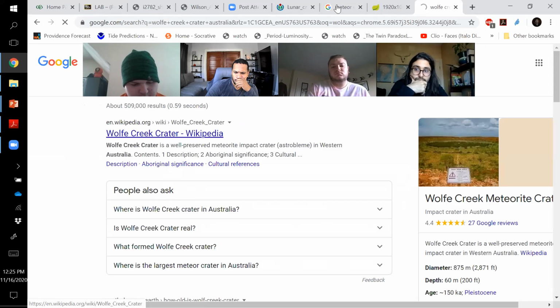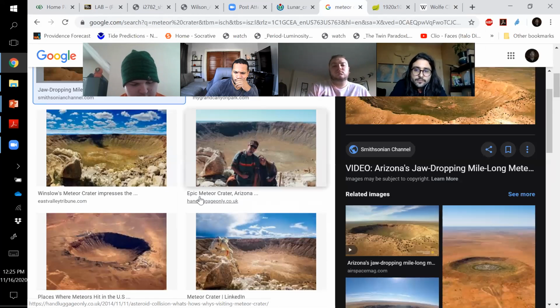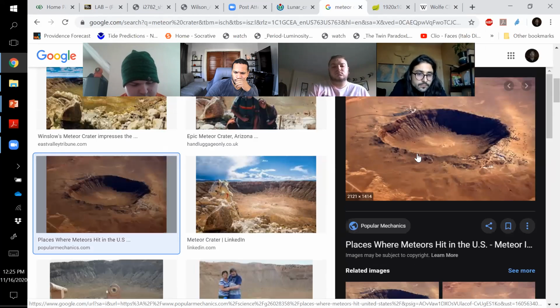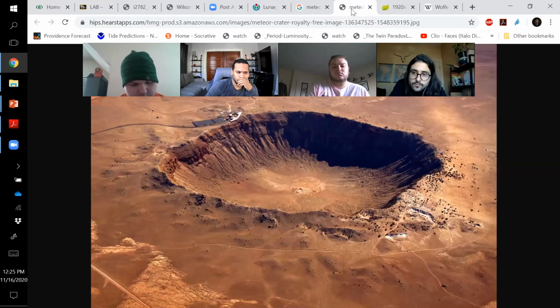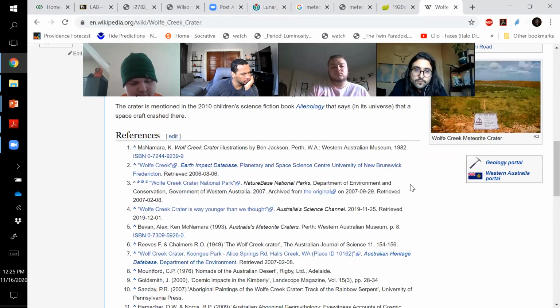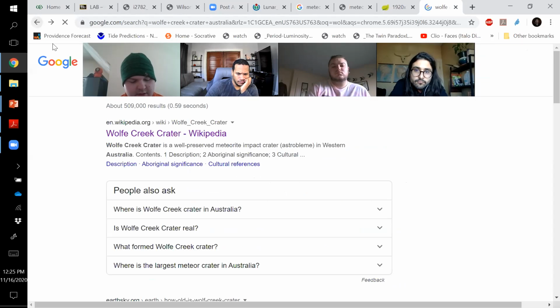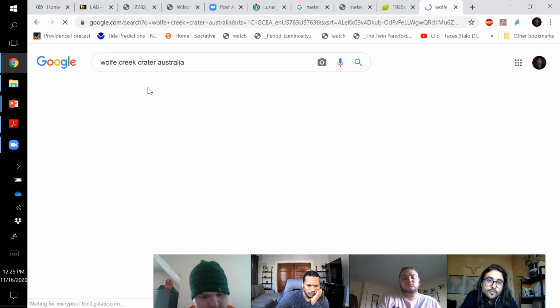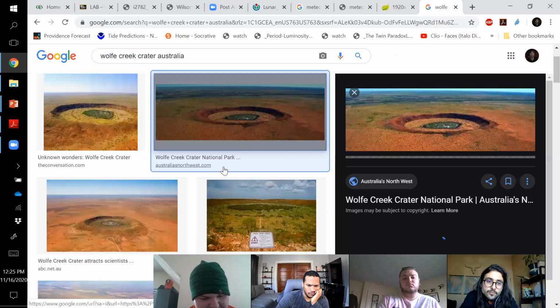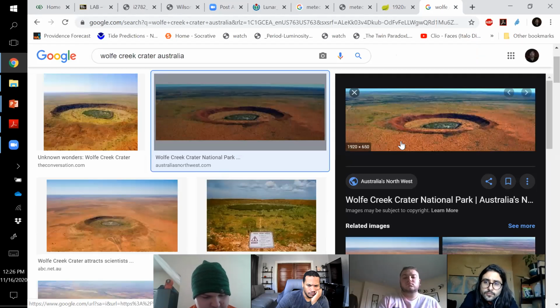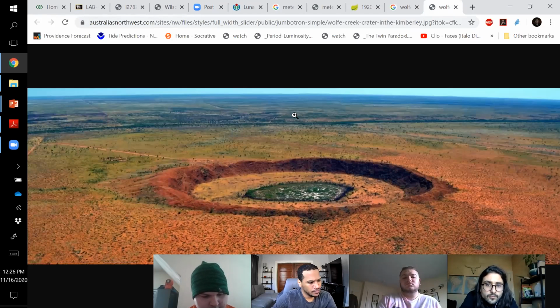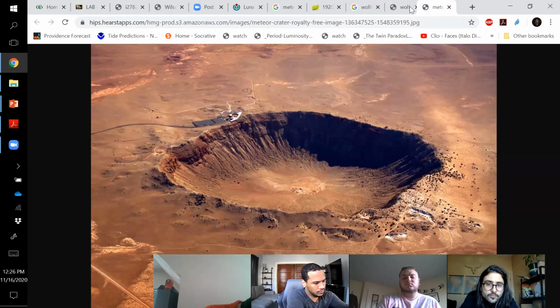So let's get a better picture of the meteor crater from space. Here's a good picture. This is a nice aerial shot of Meteor Crater here, okay? So you can really see the interior of the basin. And let's see if we can get a nice aerial shot of Wolf Creek Crater. That's a nice, juicy picture there. Okay, so here's a picture of Wolf Creek Crater, and here's a picture of Meteor Crater.